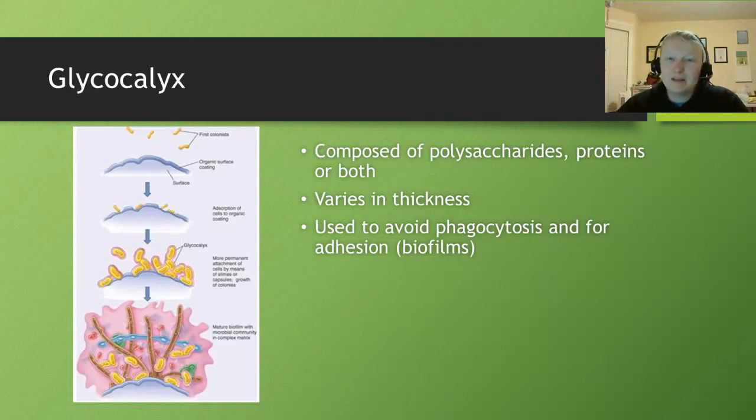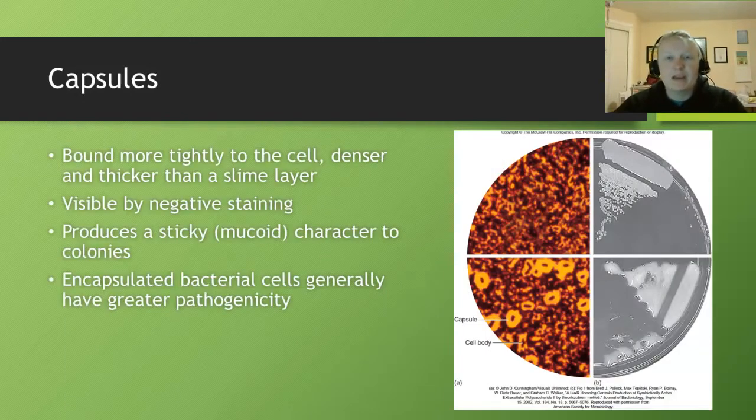And each bacteria has its own unique chemical composition, so it's not important to know the really distinct specificities about them. Just understand the big overarching purpose of it. Now, when the glycocalyx is wrapped around the cell specifically, that's known as a capsule.